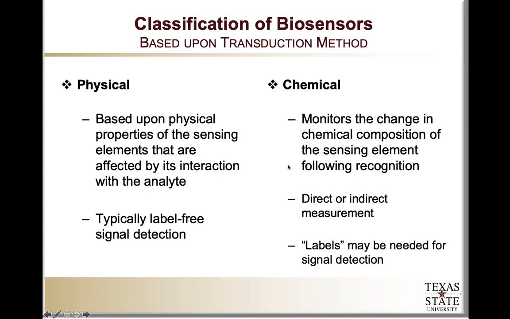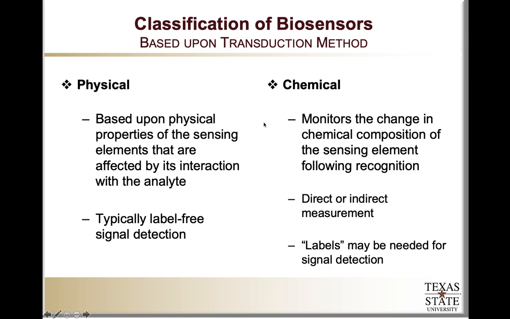And then chemical sensors are those that monitor chemical changes in the sensing element following recognition. They can be either direct or indirect. In a direct measurement, we're talking about the concentration of the products changing, or the concentration of the analyte changing as a function of binding. In an indirect measurement, we may have the formation of a byproduct that could be tracked, or the use of an inhibitor that could be tracked. For example, the peroxide measurement on a glucose meter.